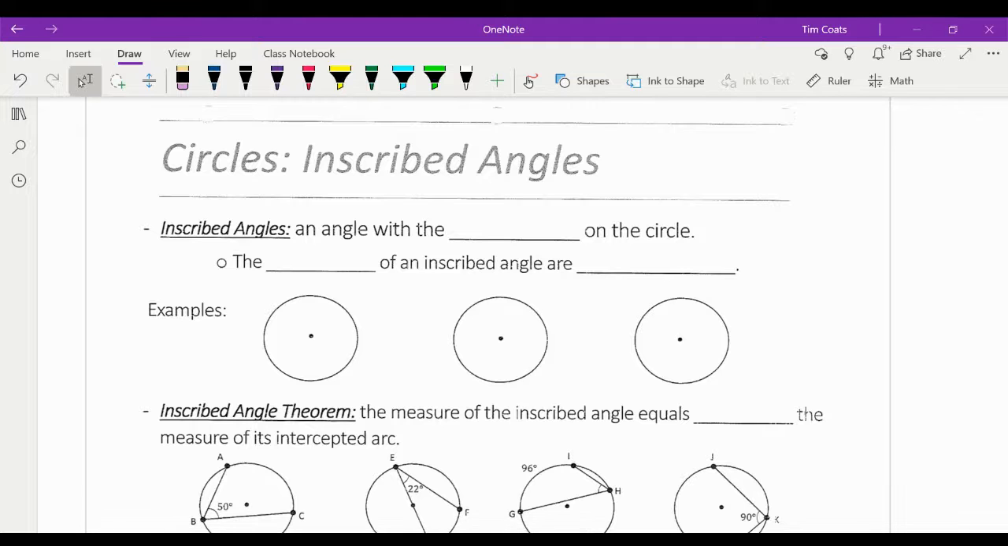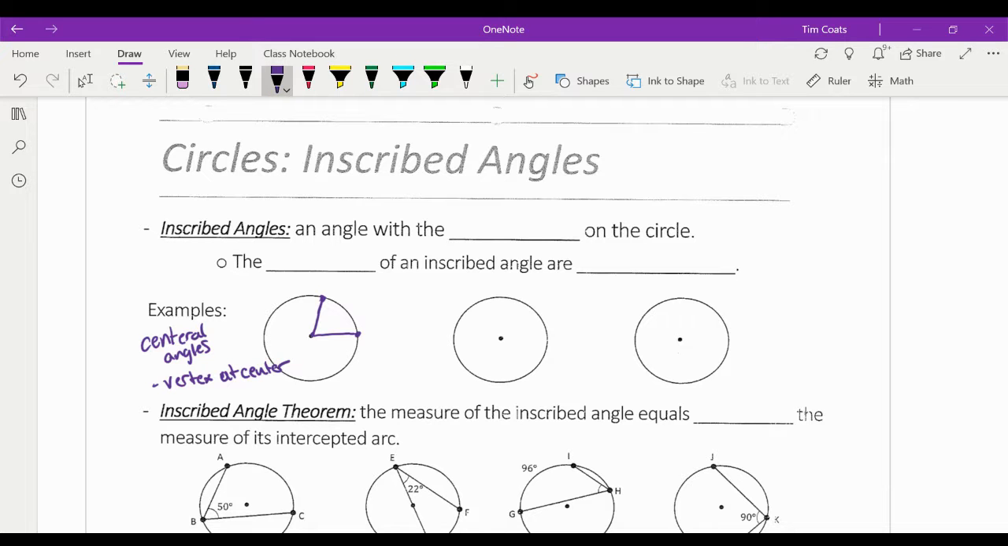Today we're going to look at what inscribed angles are in a circle. So far in class we've been talking about some type of angle, but these angles always went from one side of the circle to the center, and then from the center to the other side. And these were called central angles. The reason they were called central angles was because the vertex was in the center. The vertex was at the center.